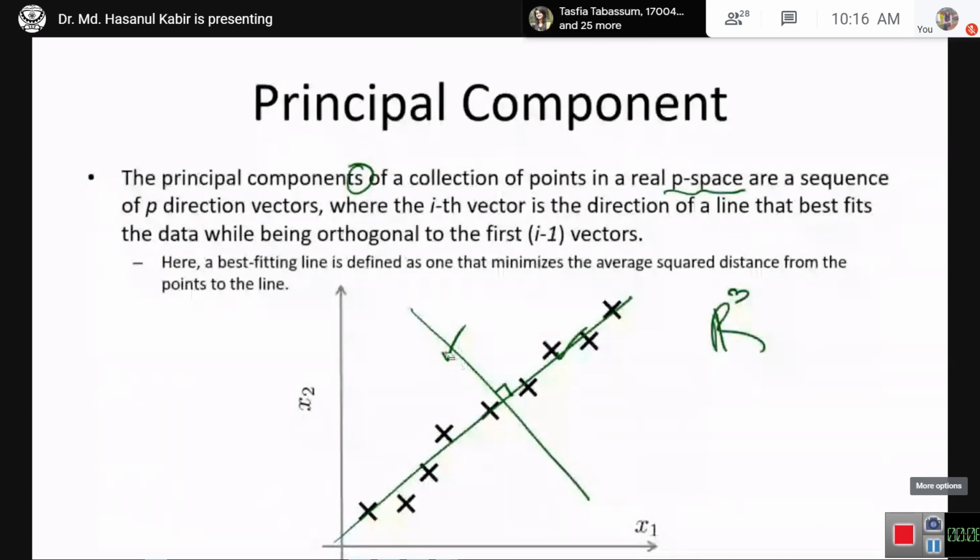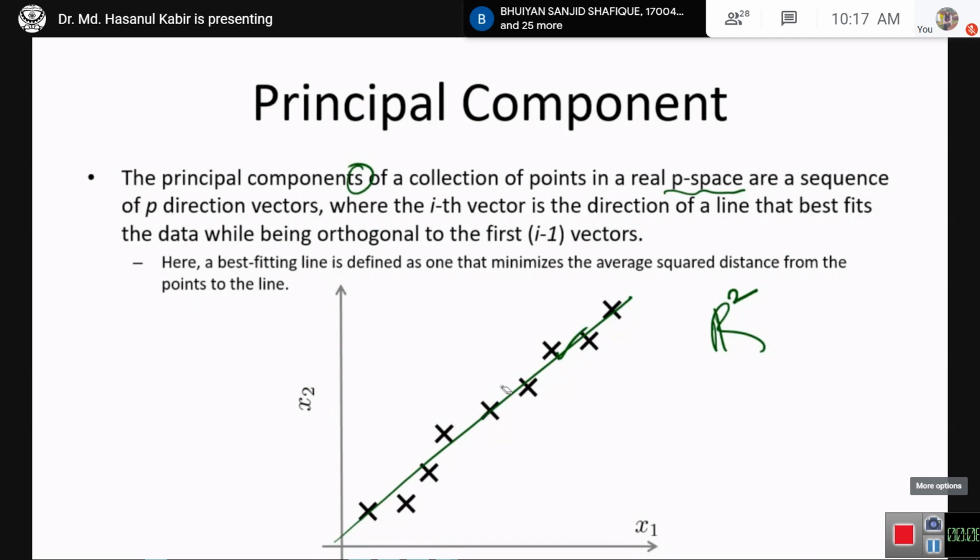But if I simply talk for this 2D space, what do we have? We have basically the best fitted line which minimizes the squared distance from the points to the line. So it seems something similar to regression, linear regression, but it's not the same. We'll see how they're going to be different. So this is what we are talking about, principal component.